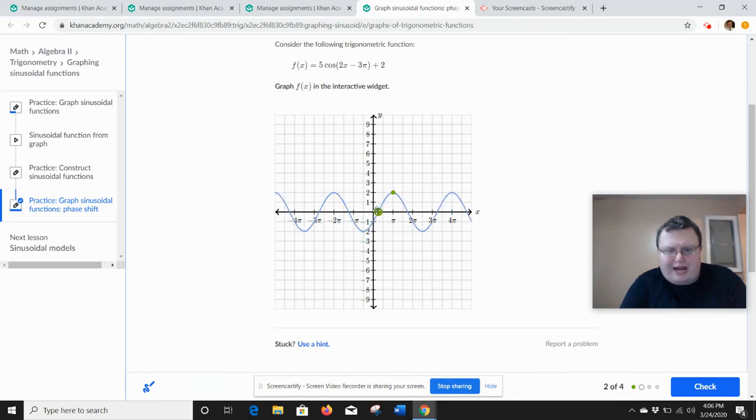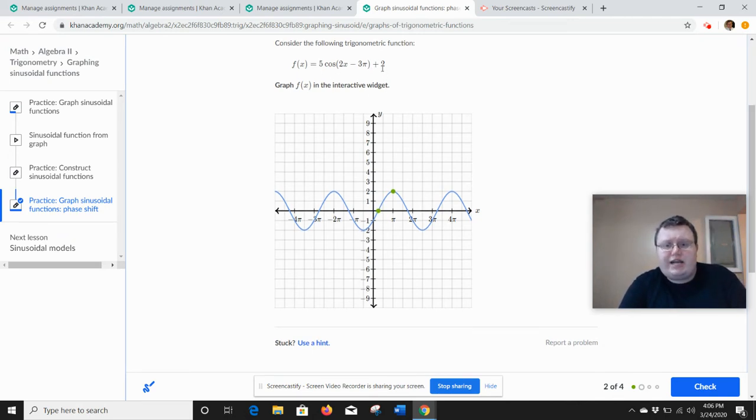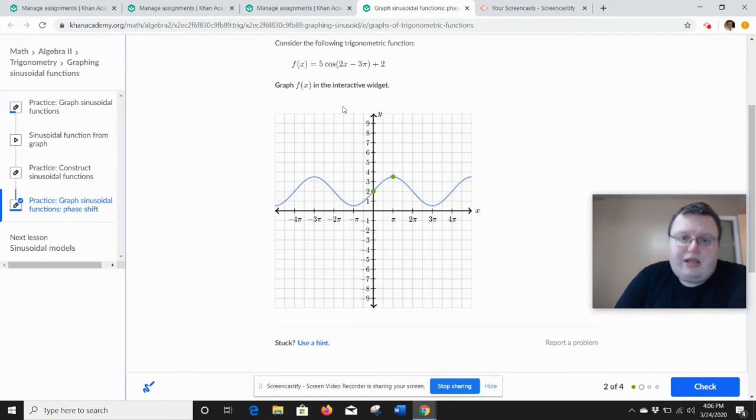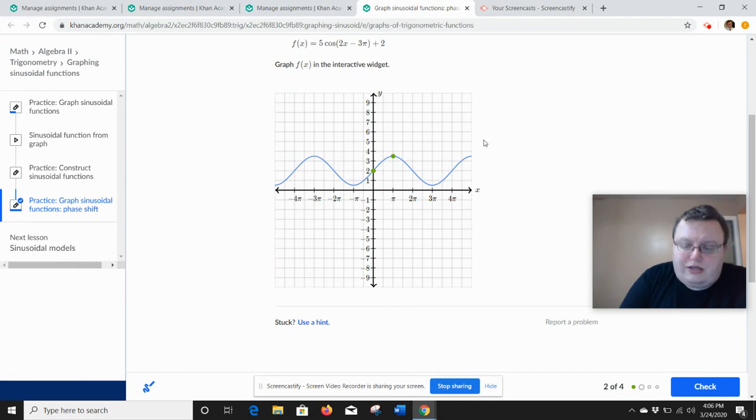So we've got a point at a maximum. We got a point at a midline. Okay. So let's look at our function. I think it's easiest to take care of the vertical shift first. So plus 2, we're going to shift this whole graph up 2. Now, obviously, this needs to be shifted up or down 2 as well.